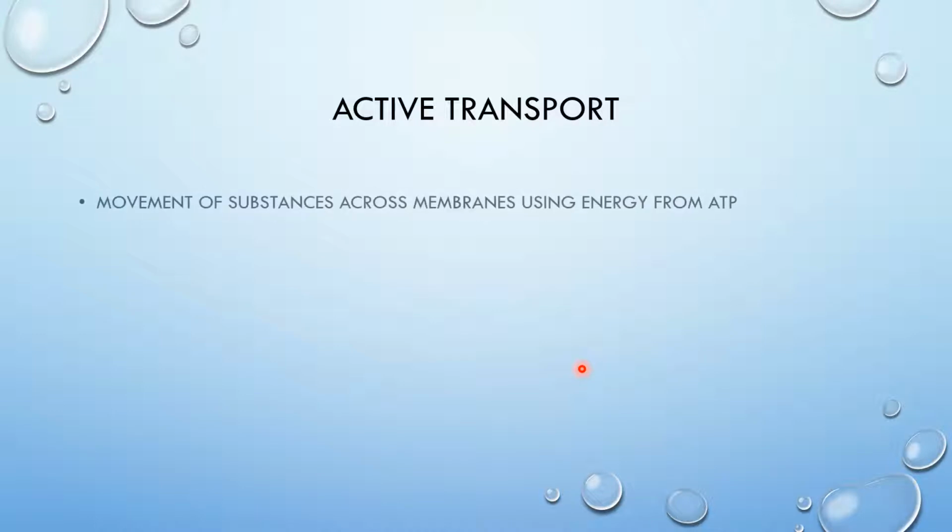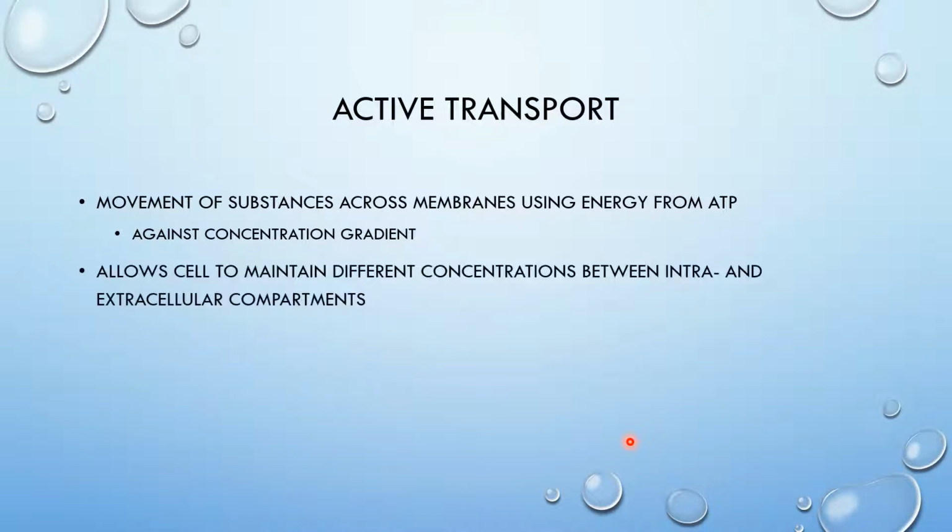Active transport. Active transport is the movement of substances across membranes using energy from ATP. If passive transport occurred down the concentration gradient, active transport occurs against the concentration gradient. Basically, it moves from a low concentration to a high concentration. Anyways, it allows cells to maintain different concentrations between intra and extracellular compartments.